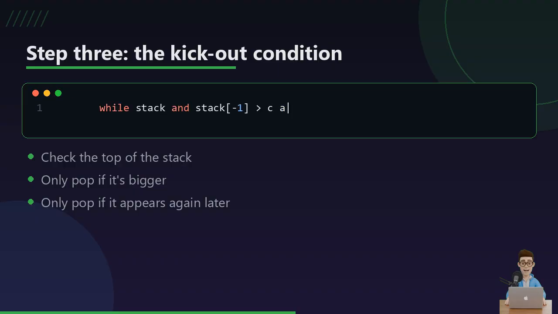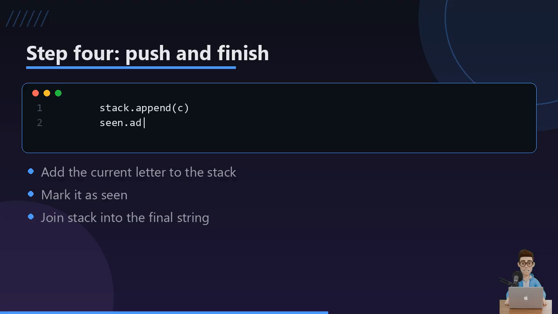This while loop is the heart of the whole solution. We keep popping the top of the stack as long as it's alphabetically bigger than our current letter, and it still has a later appearance to fall back on. Notice what happens when the top letter has no later appearance. The loop just stops, because we can't afford to lose it. Once the popping is done, we push our current letter onto the stack and mark it seen. We repeat this for the whole string, and at the end the stack itself is our answer, so we just join it into a string.